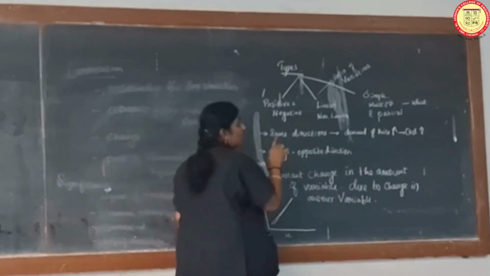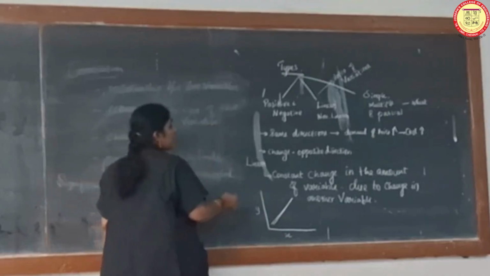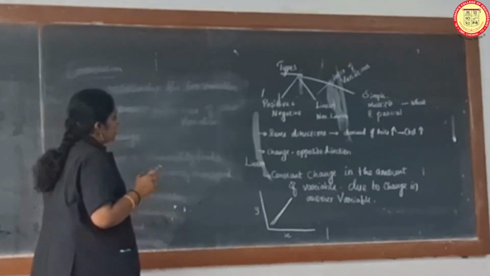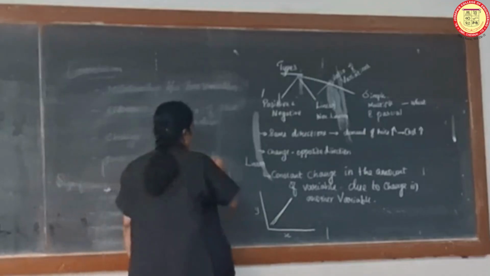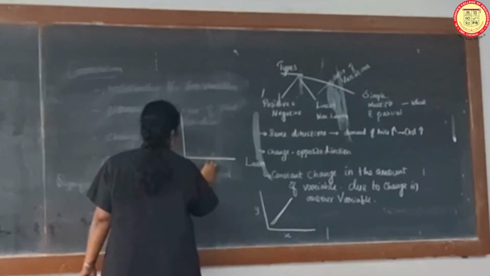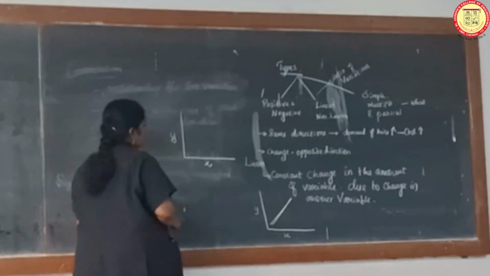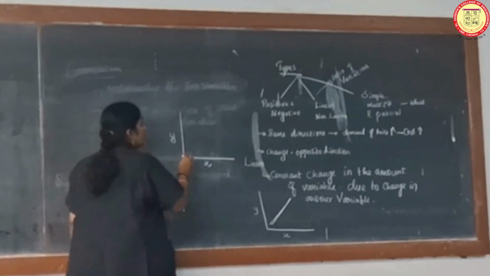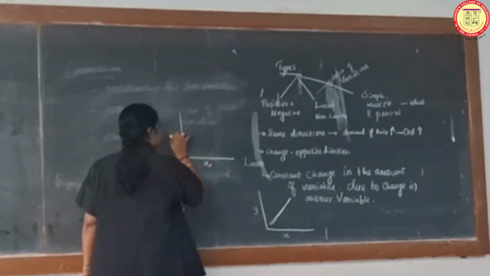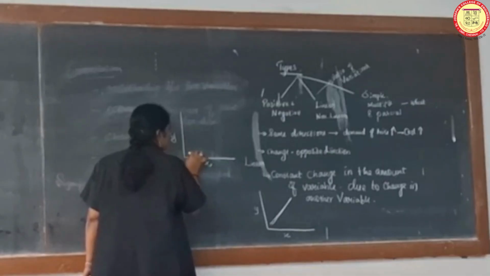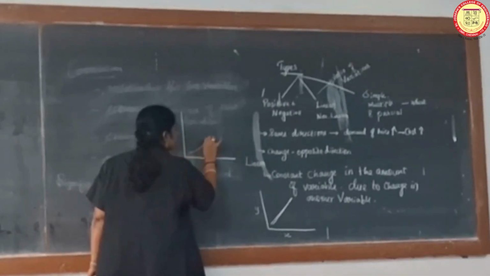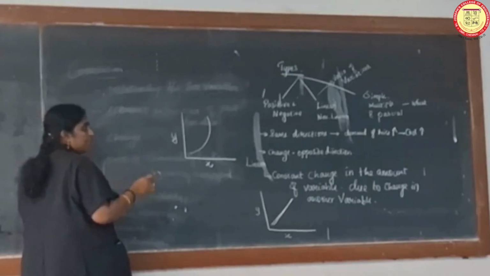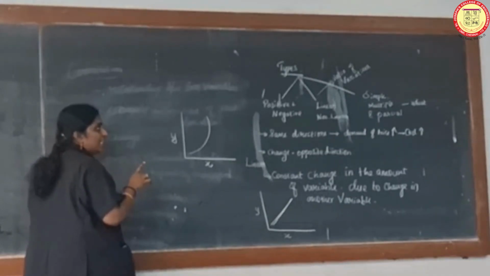And the next one is the non-linear one. Non-linear means there is no constant change in the amount of one variable due to the change in the other variable. Here again we have x as well as y. There is no fixed proportion between the two variables x and y. When the x variable increases, the y variable also increases, but there is no fixed proportion. So the line forms a curve. This is the relationship between the two variables x as well as y. This is called a non-linear correlation.